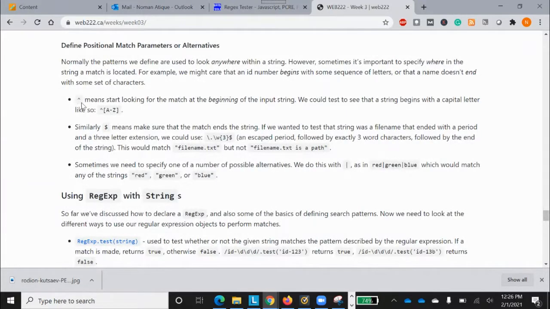So this caret, when we were representing it inside the square bracket, was meaning the opposite of that. But now we can start looking for the match at the beginning of the input string. We could check that the string begins with a capital letter. So this caret, when it comes inside the brackets, has a different literal meaning, and if it comes in the beginning, it has a different meaning. Similarly, the dollar mark means make sure.